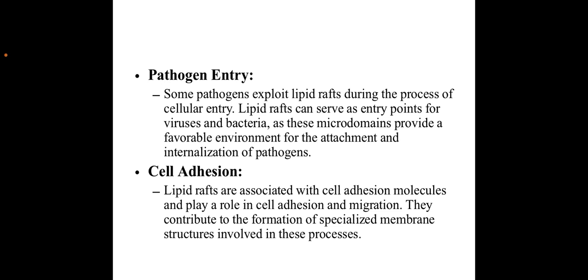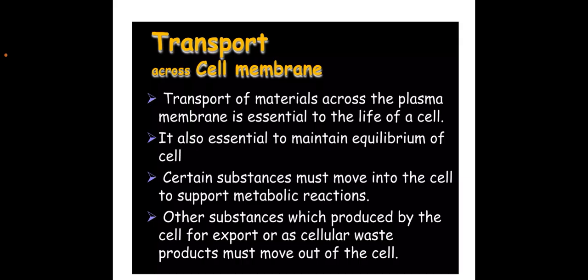They have the ability to invade these lipid rafts. Which have the ability? These are the microbes such as virus and bacteria. Pathogen means disease-causing organisms. Next is the cell adhesion. Lipid rafts are associated with cell adhesion molecules and play a role in cell adhesion and migration. They contribute to the formation of specialized membrane structures involved in these processes.